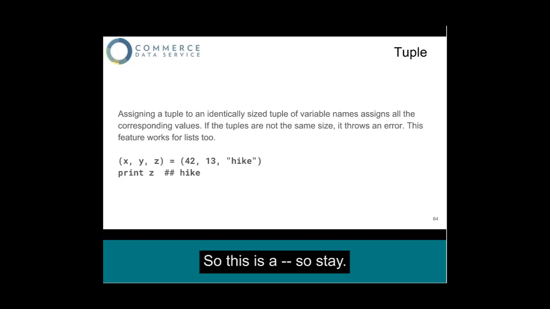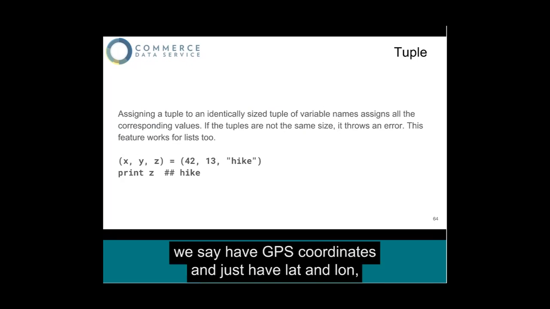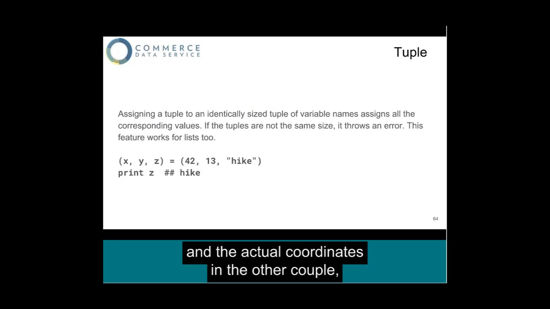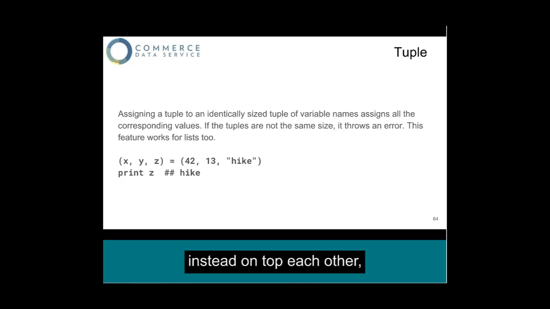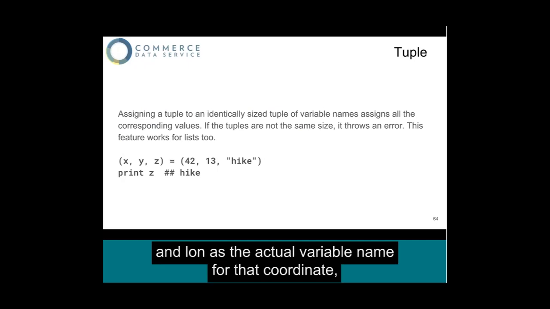So this is a shorthand that's easy. Say we know how long a tuple is. Say we have GPS coordinates. We have lat and long, and we would just want the lat and the long. We want to assign each element in that tuple a variable name, right? So if we were to put lat and long in a tuple and the actual coordinates in another tuple and set them equal to each other, we'll assign lat as the variable name for that actual coordinate, and long as the variable name for that coordinate.